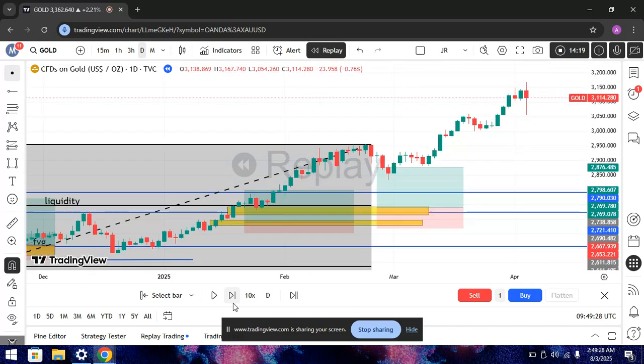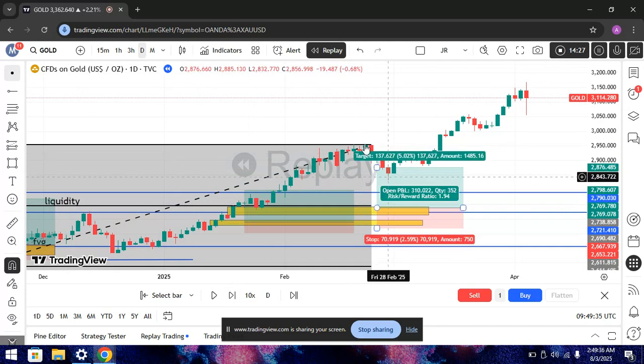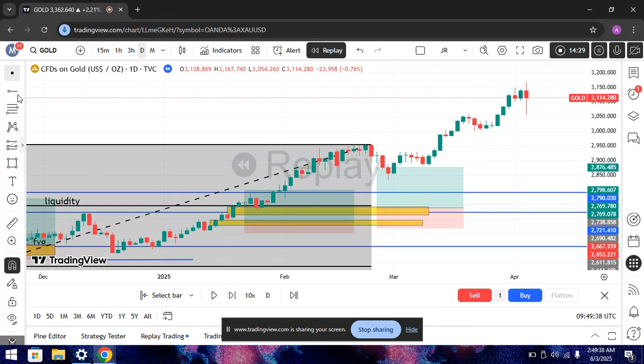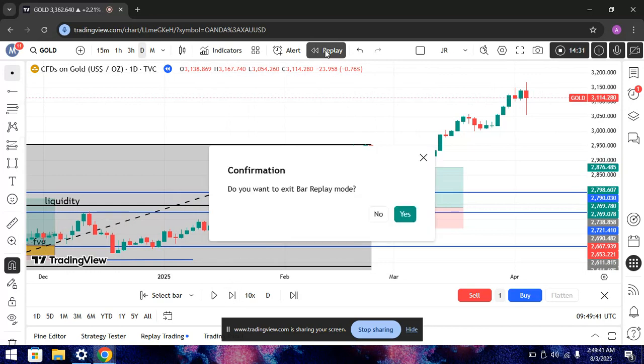Okay, we did not retrace back, we did not go down to this. So again here, this becomes our new low after breaking the structure. So what I'll do is, I think I'm replaying this too fast.